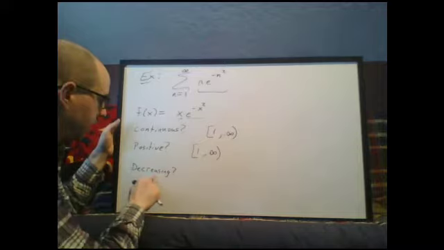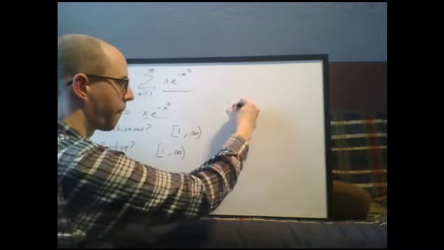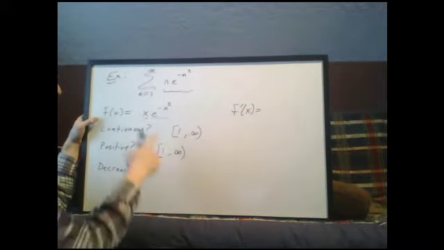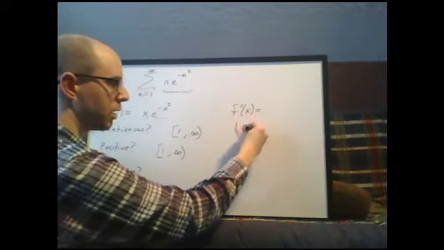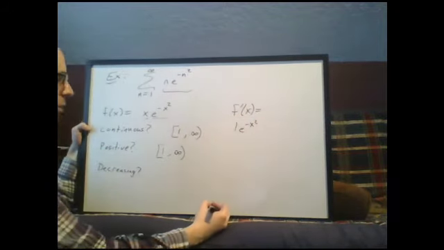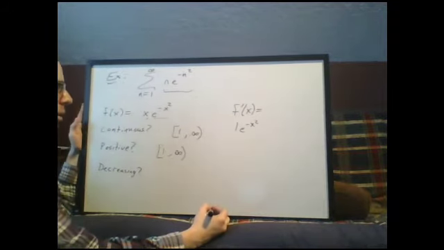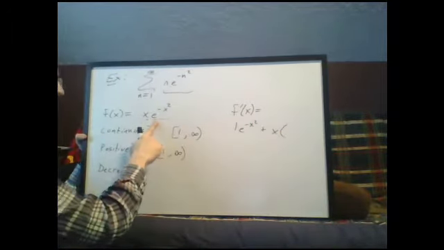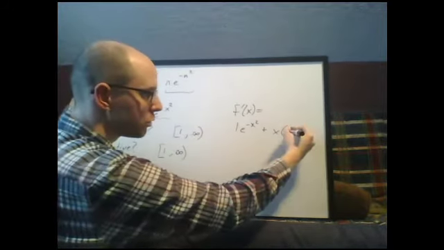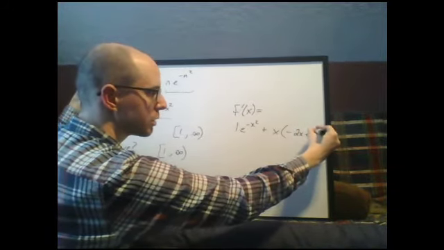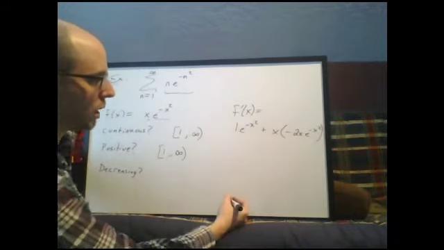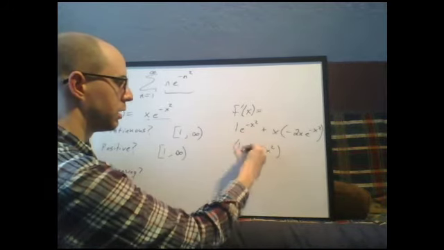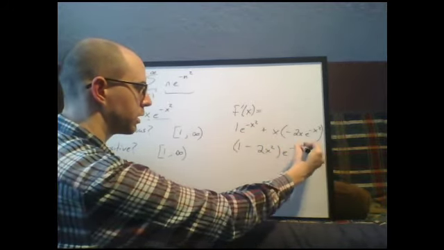So for decreasing, I need the derivative, f prime. This is going to be a product. So derivative of x is 1, times e to the negative x squared, plus x times the derivative of e to the negative x squared, which would be negative 2x e to the negative x squared. So that gives us 1 minus 2x squared, times e to the negative x squared.